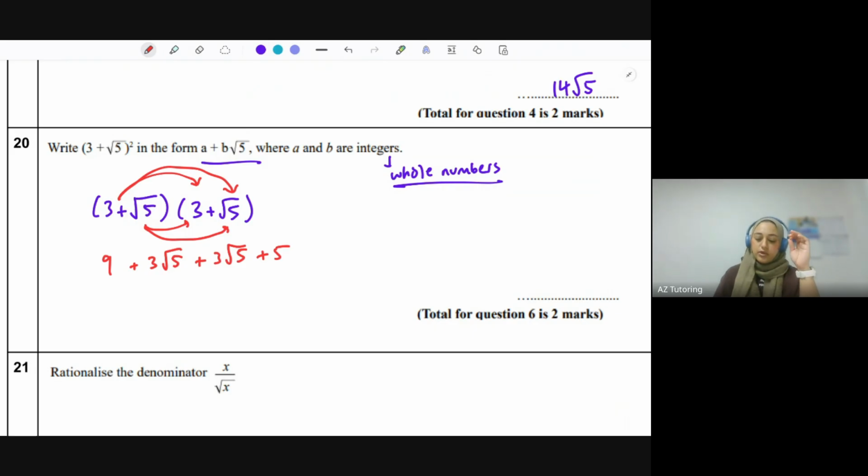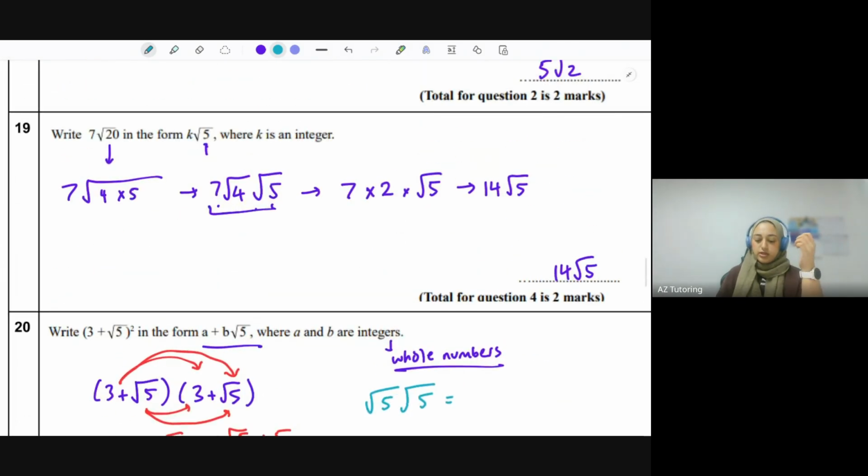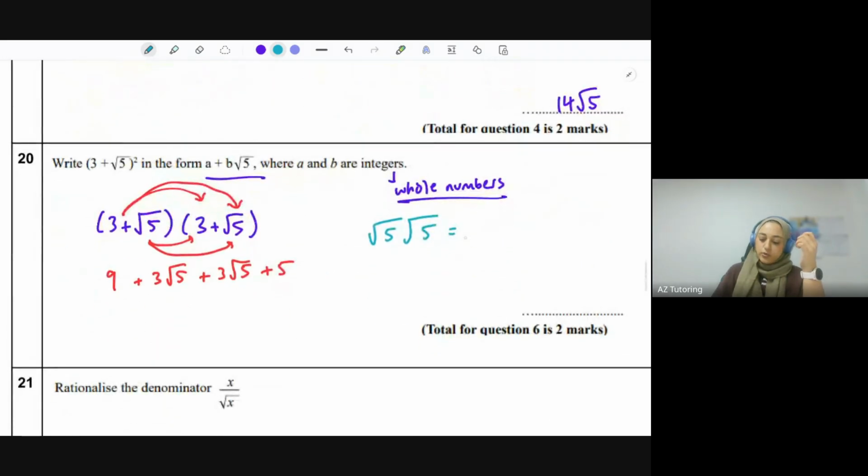The surd cancels out, and I'll just prove that to you. If I had root 5 times root 5, working backwards, like here we split it like that, we can say that's the same as 5 times 5 under 1 square root. And 5 times 5 is just 25, so the square root of 25 is 5.